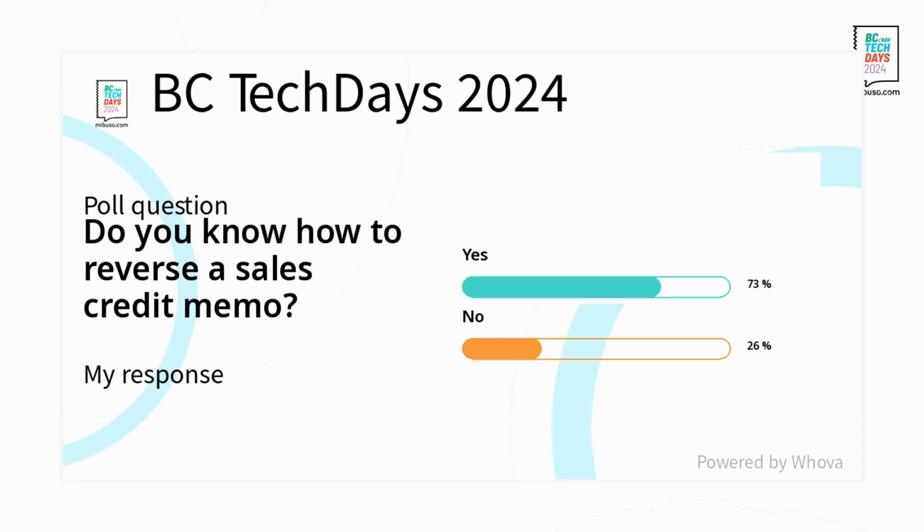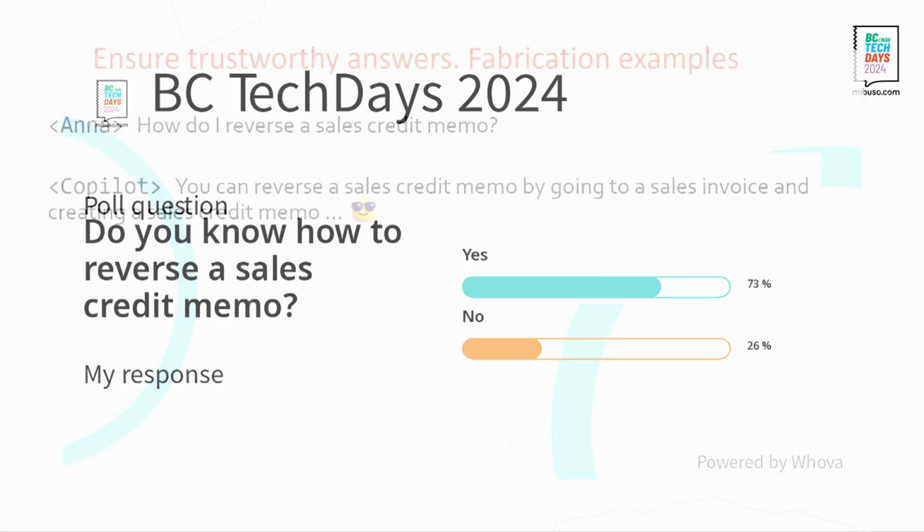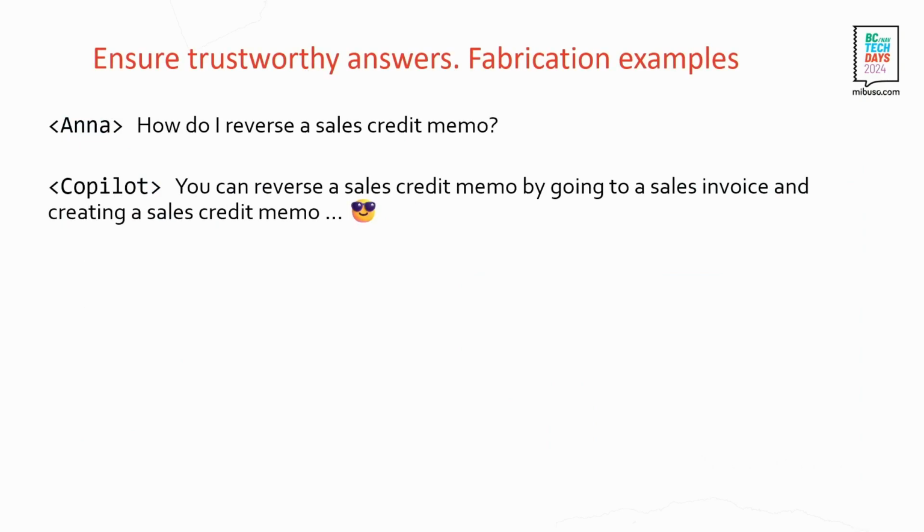We also did another poll. How many of you know how to reverse a credit memo? Some of you say yes, some of you say no, but it's so funny because you ask Copilot, and this is a real example from months ago, as we built the technology. So we asked Copilot, I'm Anna, how do I reverse a sales credit memo? And Copilot said, easy. To reverse a sales credit memo, you need to go to sales invoice and create a sales credit memo, and so on and so forth.